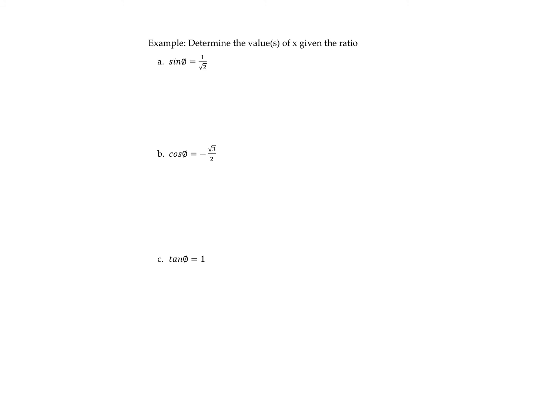So there's several steps to do this. The first step is to determine the quadrant my answer could be in. You're always going to get two answers. The sine ratio is a positive value. 1 over root 2 is positive. So I'm looking at the CAST rule and I'm going to decide which quadrant sine could be positive in. Well, it could be in 1 because all ratios are positive, and it could be in 2 because sine is positive in quadrant 2. So I know my answer is going to be in quadrant 1 or quadrant 2.